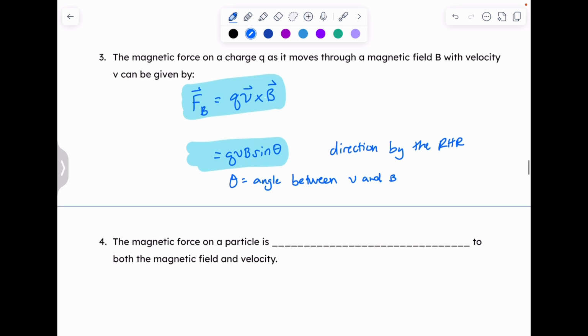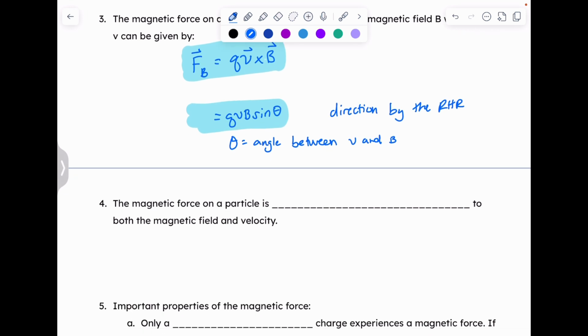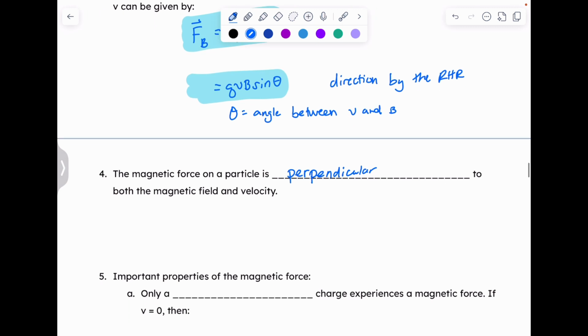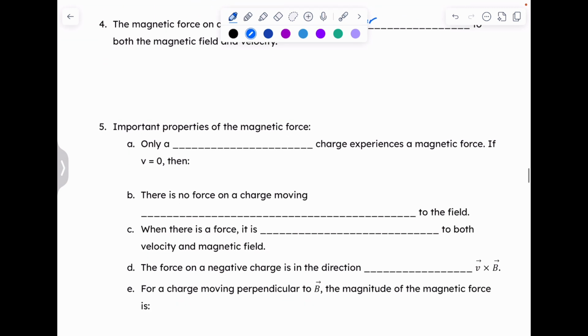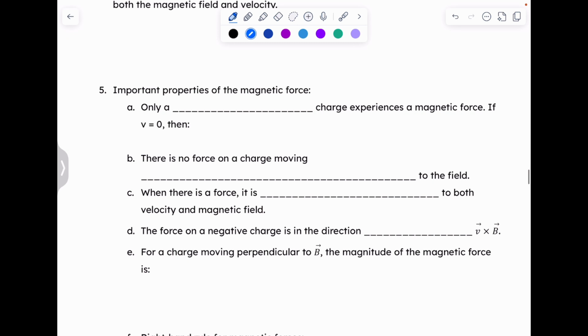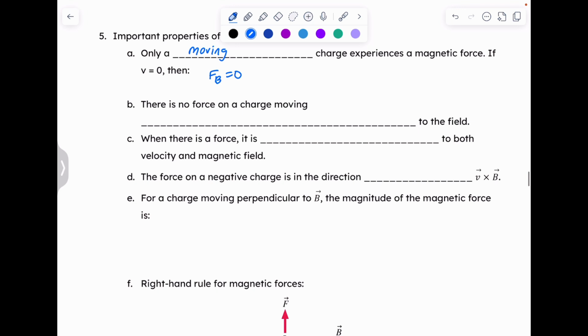What this means is that the magnetic force on a charged particle is perpendicular to both the magnetic field and velocity. Some important properties of the magnetic force: only a moving charge will experience a magnetic force. If v equals 0, then F_B equals 0. There is no force on a charge moving parallel or anti-parallel to the field.